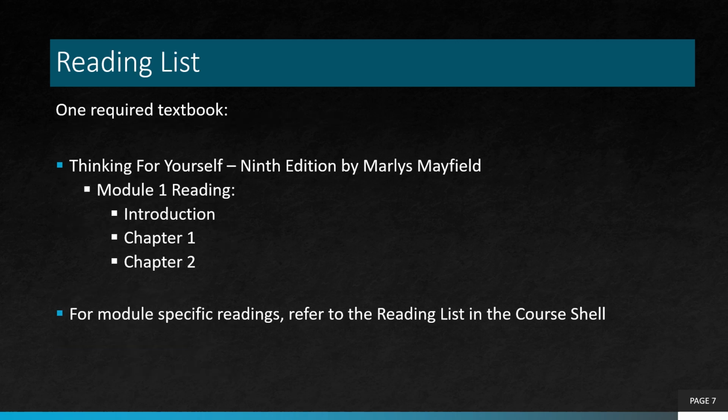So back to the reading list, you do have the 1 required textbook, as I mentioned earlier, Thinking for Yourself, 9th edition by Marlis Mayfield. For Module 1 in the textbook, you have to read the introduction, Chapter 1 and Chapter 2. And as I stated earlier, there are some specific readings for each module, which you can find in the reading list in the course shell. And although it may seem as though this is a lot of reading with the introduction and 2 chapters, the way the book is laid out, it's really not that much reading, and it's quite fascinating.